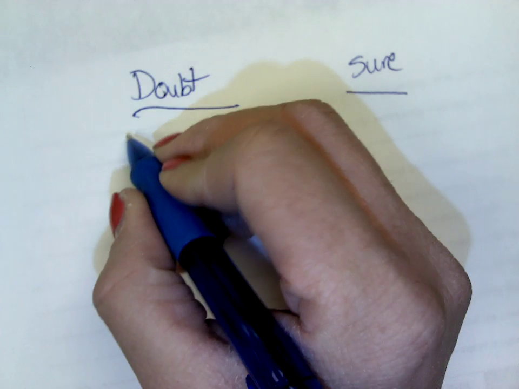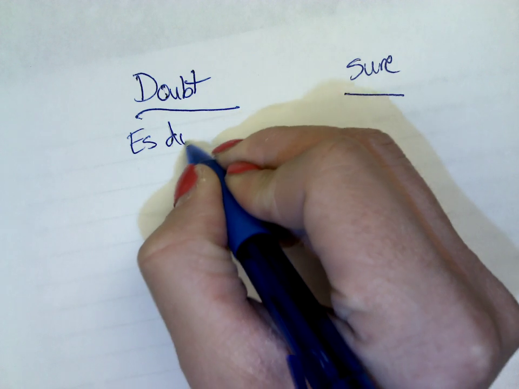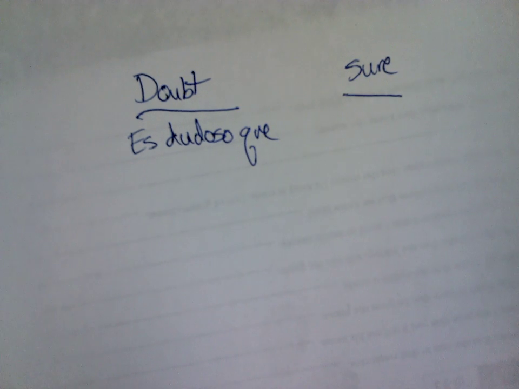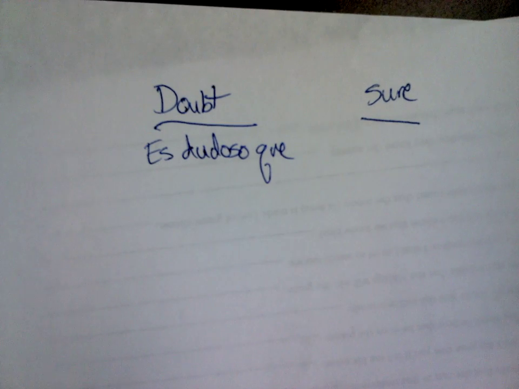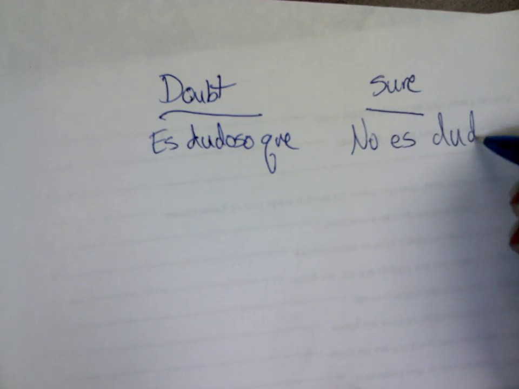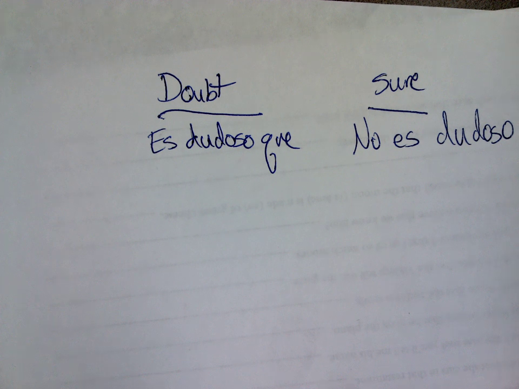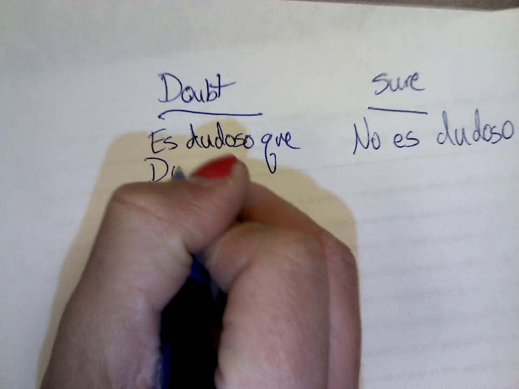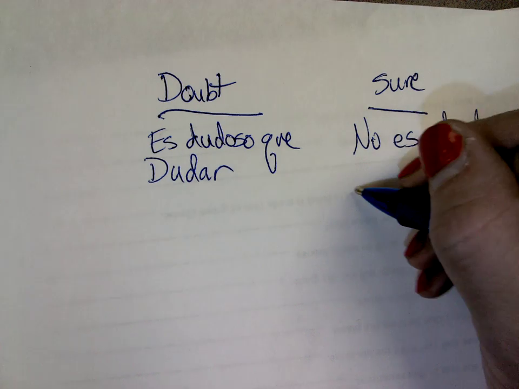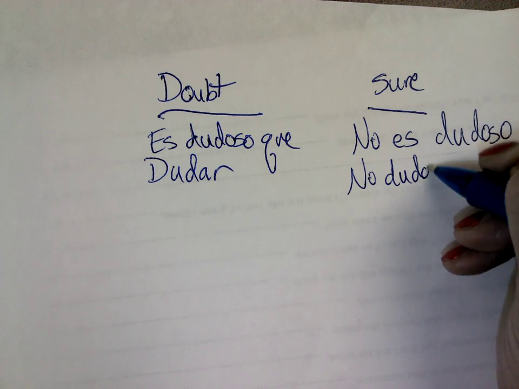Doubt. Verbs that go under doubt is es dudoso que, meaning it's doubtful that. The opposite of that would be no es dudoso, it's not doubtful. Another word that we would need is dudar. Dudar is your verb for to doubt. So conjugating that subsequently is dudo, dudas, duda, dudamos y dudan. The opposite of that, friends, is no dudar, to not doubt. Okay?